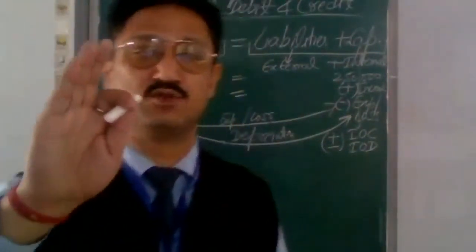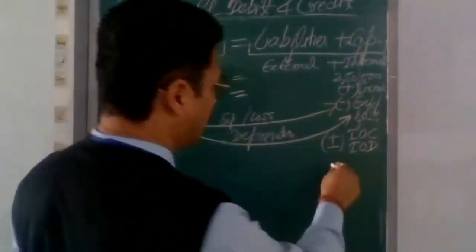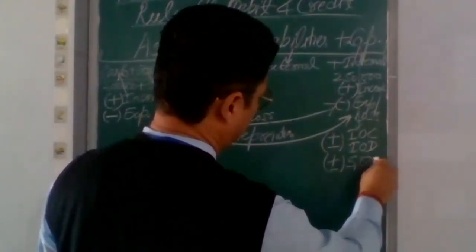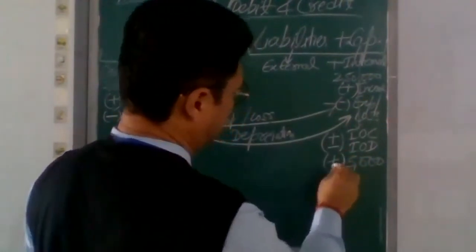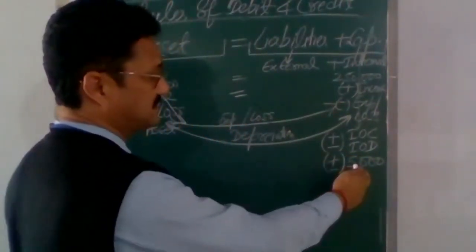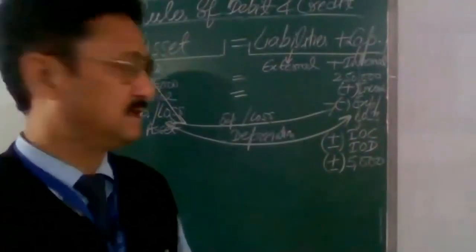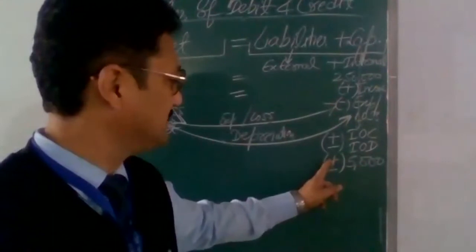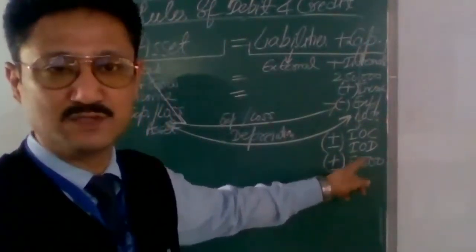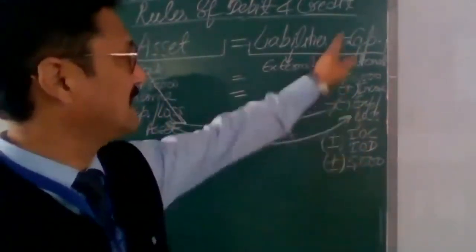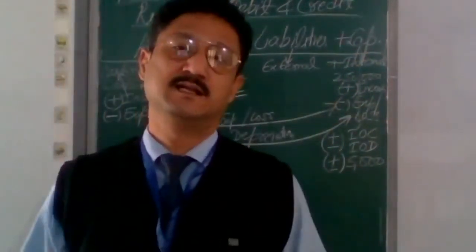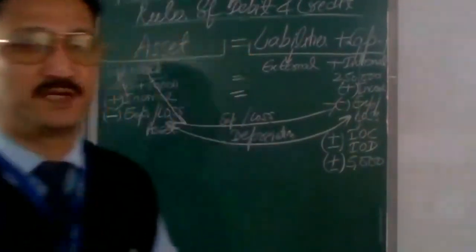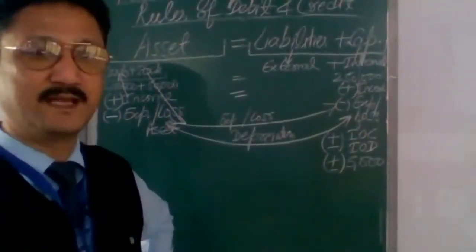If interest on drawing is rupees 5,000, you will show like this: plus minus 5,000. Plus minus 5,000 means 5,000 is added also and 5,000 is subtracted also in the capital, and no change in both the sides of the accounting equation. This should be kept in mind.